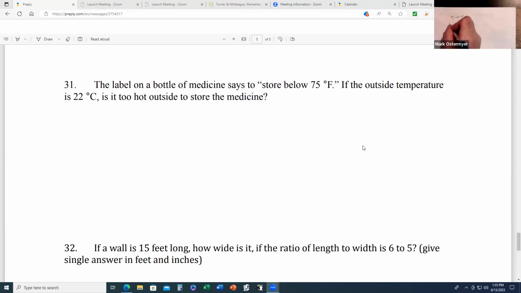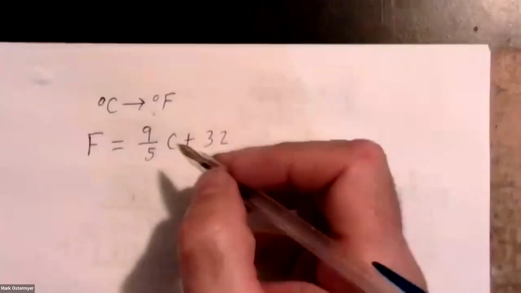Well, I can help you. F is equal to 9/5 Celsius plus 32. Yes, there's your conversion formula. So what's the temperature again? The temperature is 22 Celsius, and we compare it to 75 Fahrenheit.